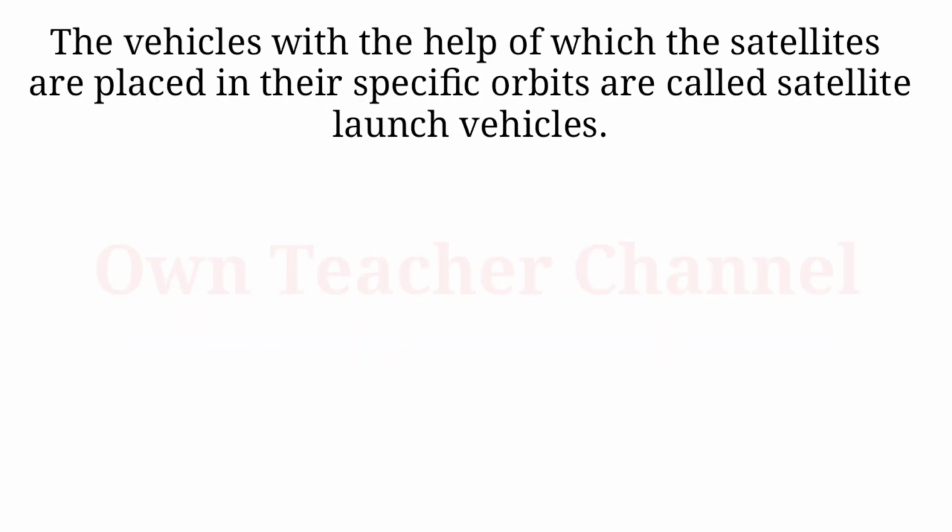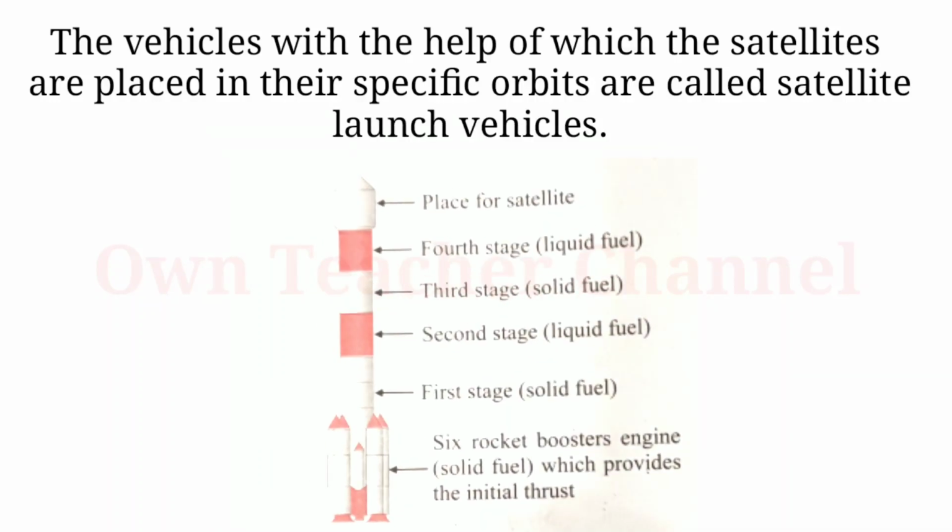The vehicles with the help of which the satellites are placed in their specific orbits are called satellite launch vehicles. This PSLV is a 4-stage satellite launch vehicle. Each of these stages contains fuel which is burned, and each stage is detached from the vehicle after reaching a specific height. There is a place at the top of the 4th stage to keep the polar satellite to be launched.